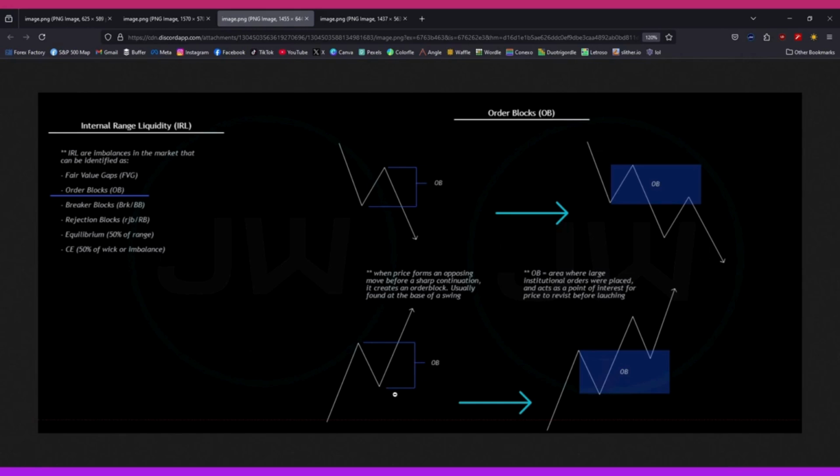Same here with this bullish example. Price created this order block here. That's a sign that institutional orders were placed. Everybody placed their buy orders here. So after price retraces into this order block and fills in all these buy orders, price can continue in its bullish direction with all those buy orders and with bullish momentum.